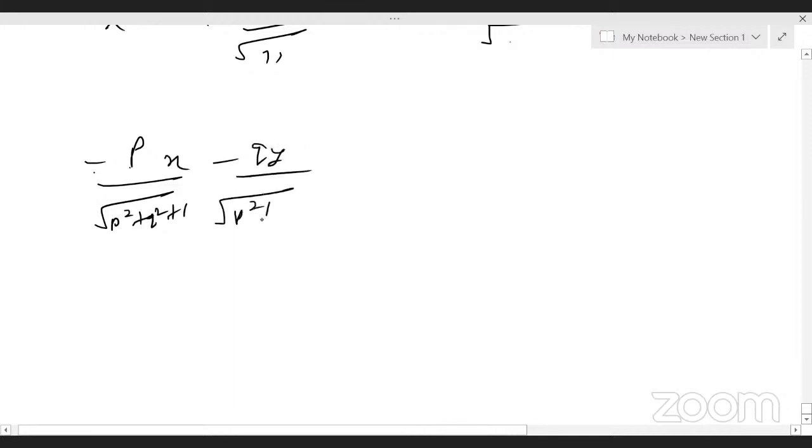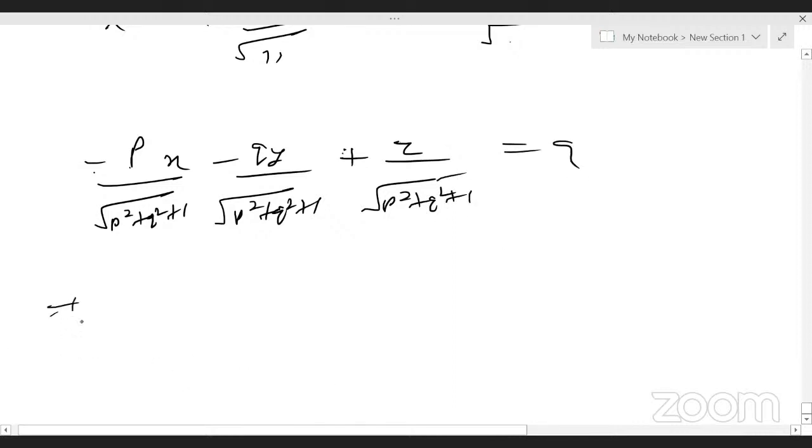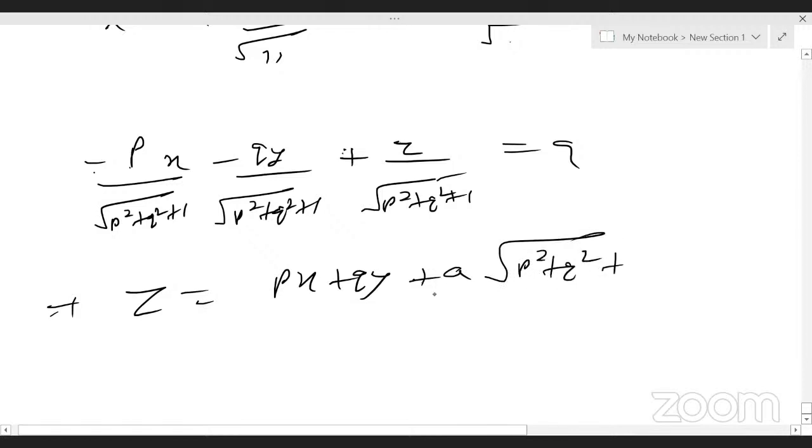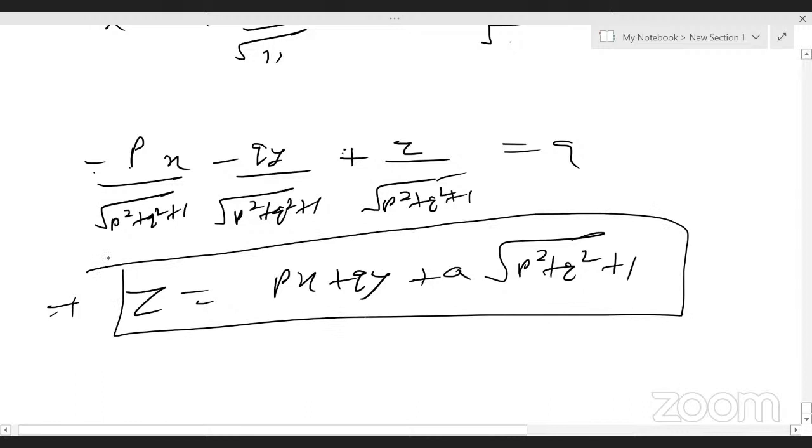So if I write it like this, it will be minus P upon under root P square plus Q square plus 1 times x, minus Q y upon under root P square plus Q square plus 1, plus N will be here, plus z upon under root P square plus Q square plus 1, is equal to A. I just put the values of L, M, N. Now from this, z is equal to Px plus Qy plus A times under root P square plus Q square plus 1. This is the required equation of the plane.